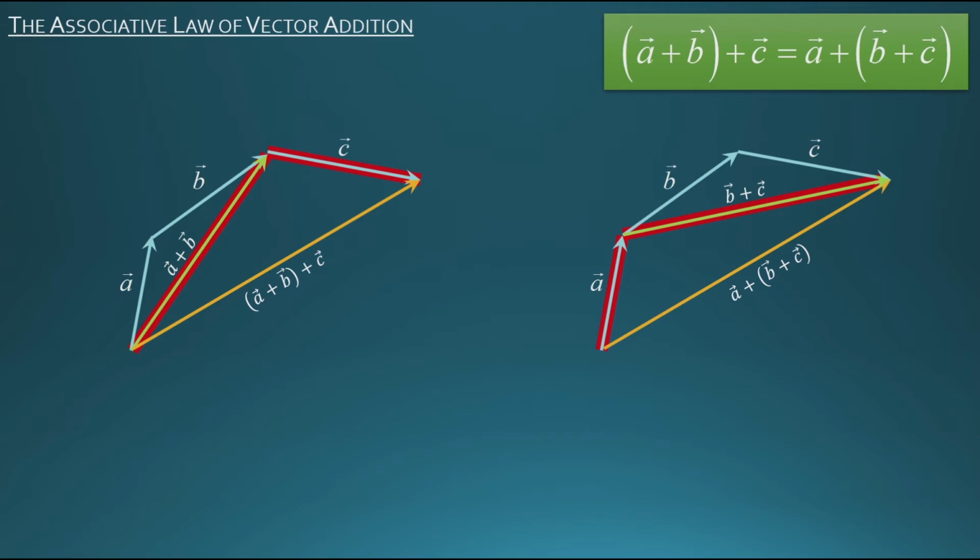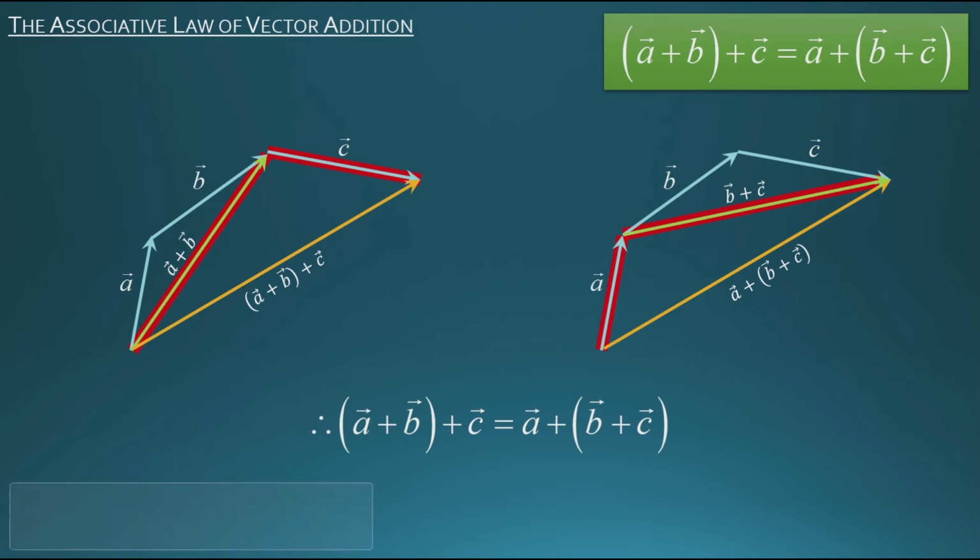Notice that that resultant is identical to the resultant when we first added a plus b. This will always happen, and we can conclude that it makes no difference whether you first add a plus b and then add c, or if you add b plus c first and add that result to vector a.